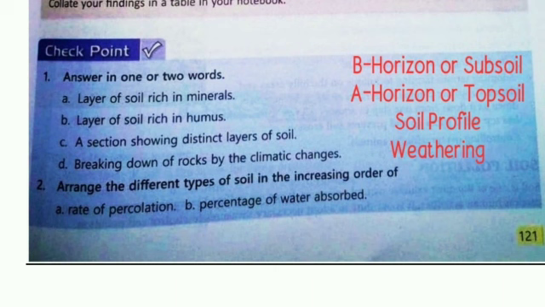Arrange the different types of soil in the increasing order. This we will do in class. Rate of percolation and percentage of water absorbed.